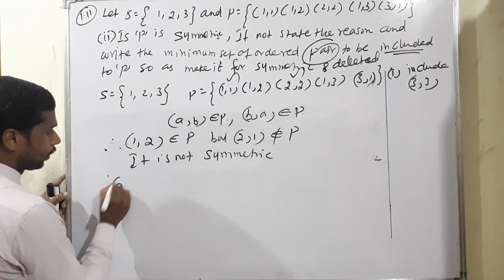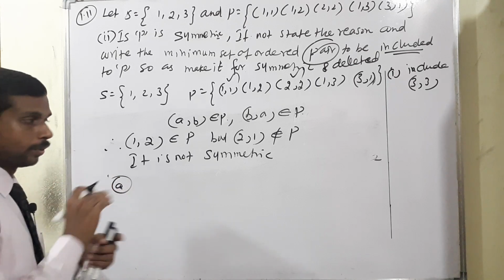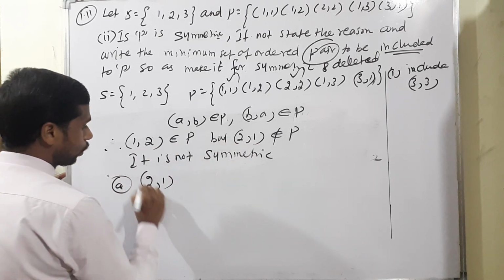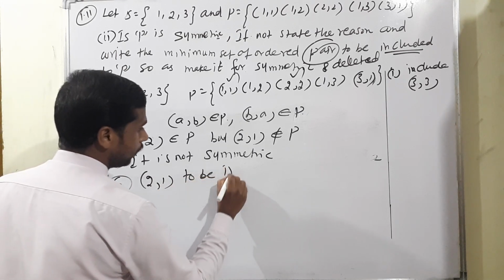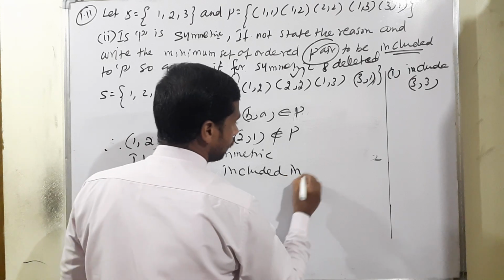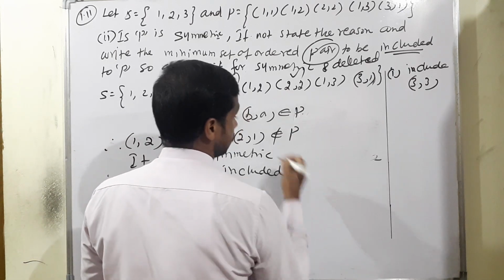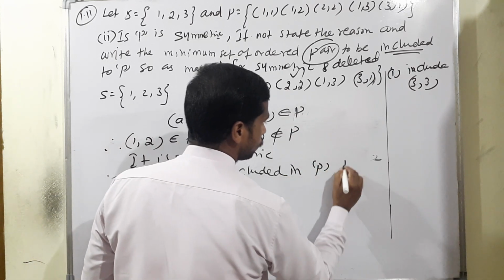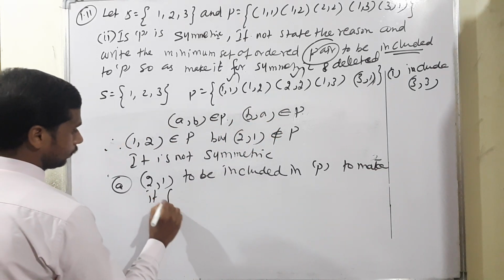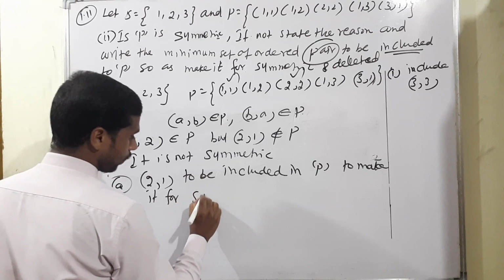Two questions, that's why I have written first A. What do we have to include? 2 comma 1. So 2 comma 1 is to be included in P, isn't it? P means to make it symmetric.